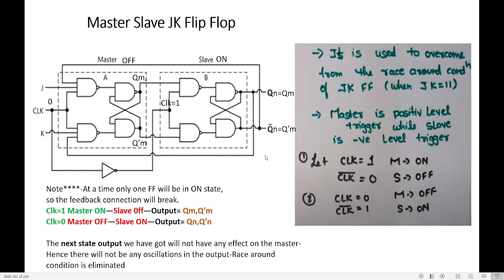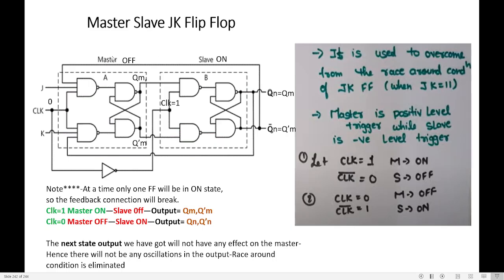Due to this, we avoid what? Race around condition. The output would be stable. The output will not toggle from 0 to 1 or 1 to 0. The output will not oscillate. That is how master slave JK flip-flop will avoid the race around condition.